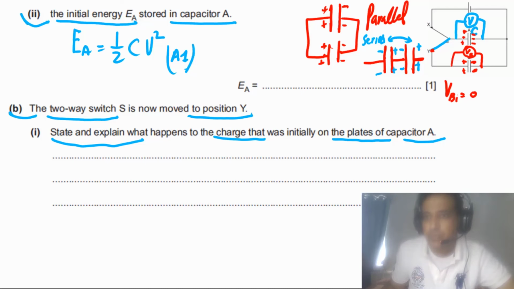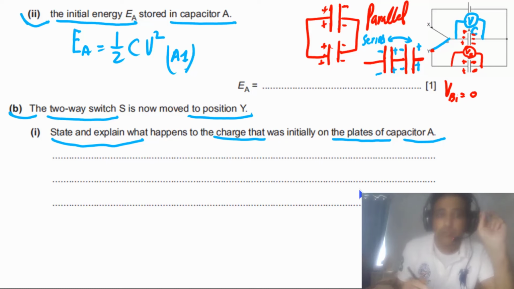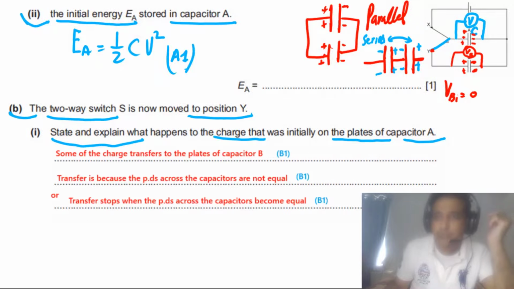Now let's try to write down the answer. In your answer you have to mention this question as 2 points. First point, because the question is asking what happens to the charge, you will say initially charge from capacitor A will flow to capacitor B because there is a potential difference between capacitor A and capacitor B. And this charge will continue to flow until PD across the two capacitors is the same. So this point you need to mention. Let me show you the answer. In your answer you can mention these 2 points.